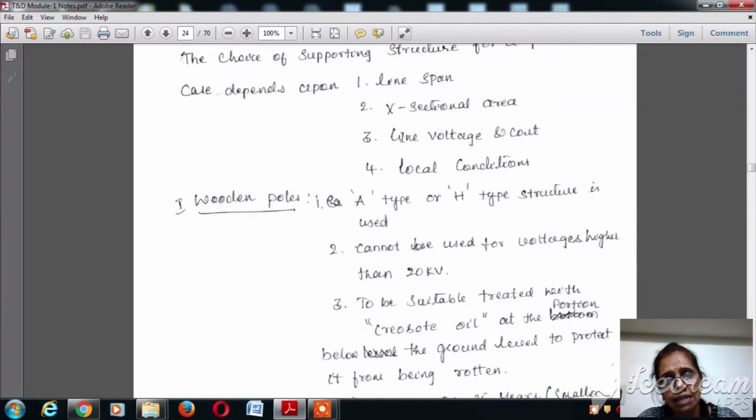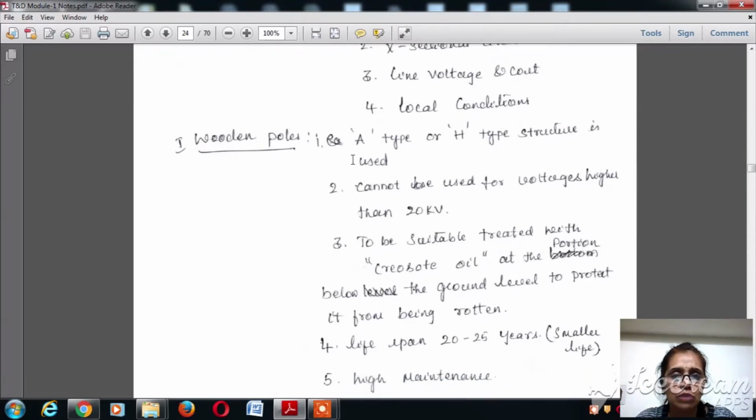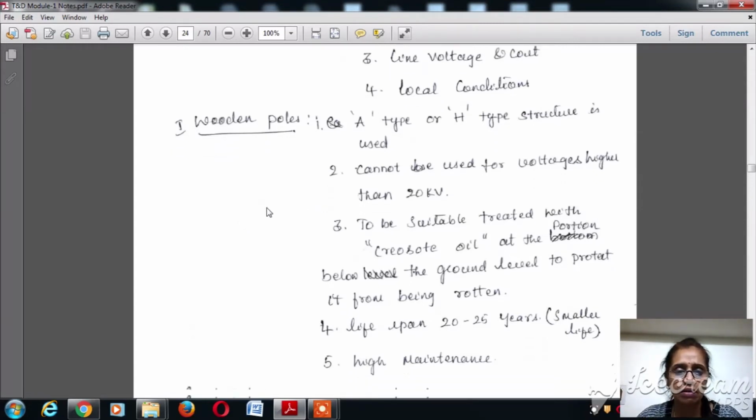Let's understand each type of pole, starting with wooden poles. A-type or H-type structures were used when we started with the wooden pole, and it was majorly used on the distribution side inside the cities. It cannot be used for voltages higher than 20 kilovolts because it cannot have the cross arm spans and cannot support voltages more than 20 kV.